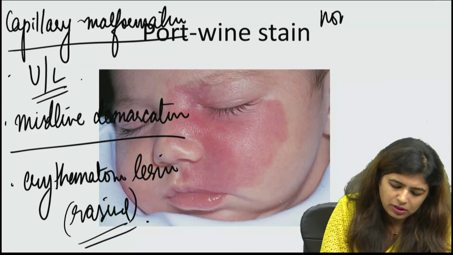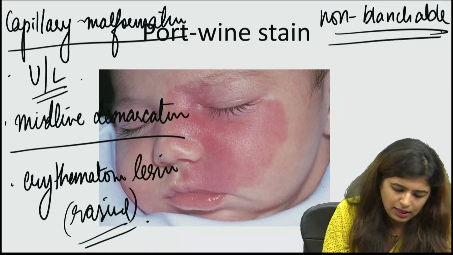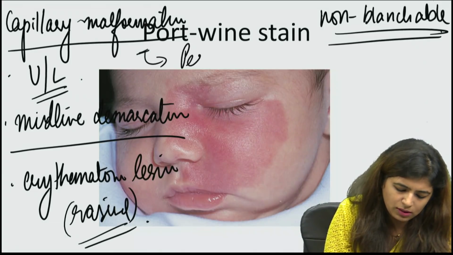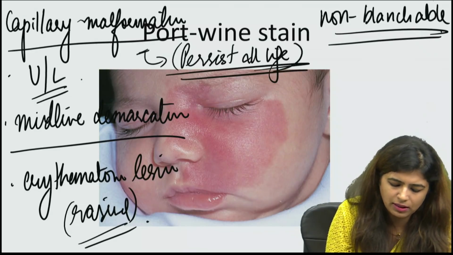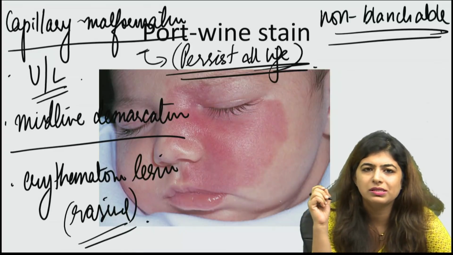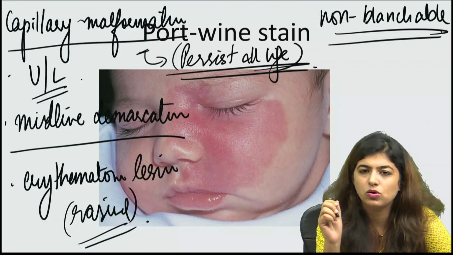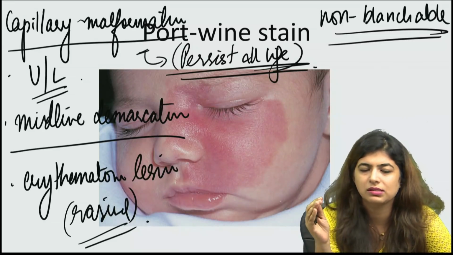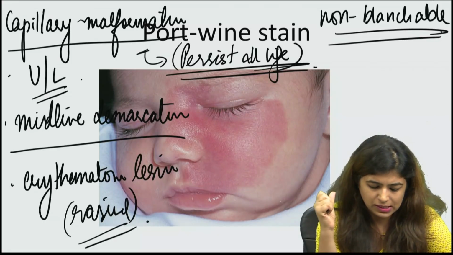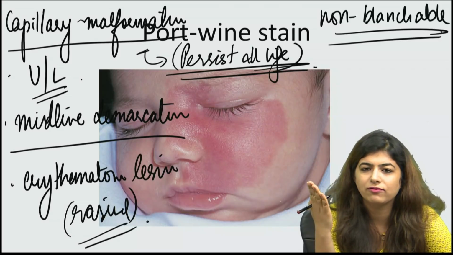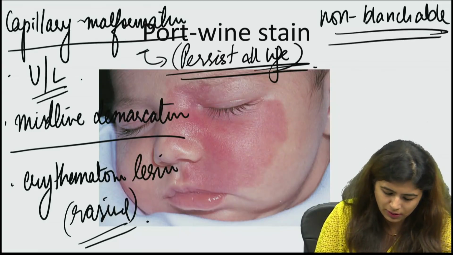If I put a slide on it, it is non-blanchable, and P for P, it will persist all life. It will never resolve. So this is a port wine stain for you. And you also need to know the syndromes that are associated with all these. You have the FACES syndrome. Then with port wine stain, you have Sturge-Weber, Klippel-Trenaunay syndrome. So these you also need to be aware of.